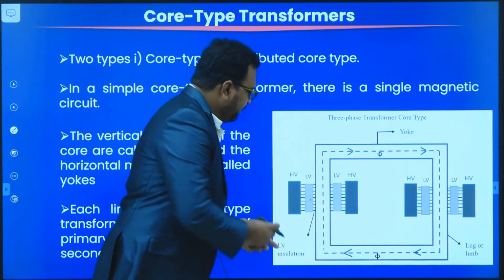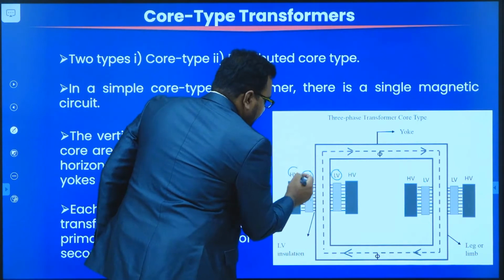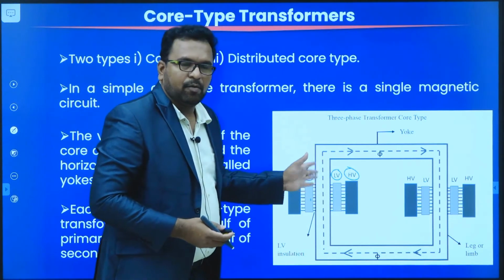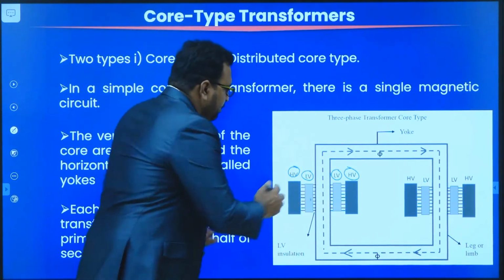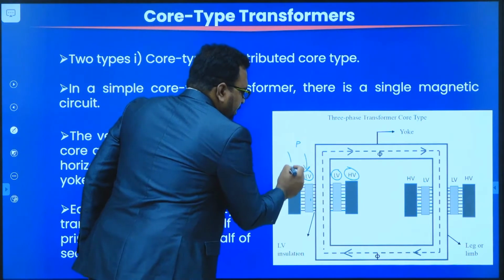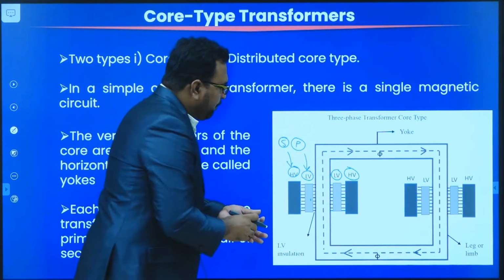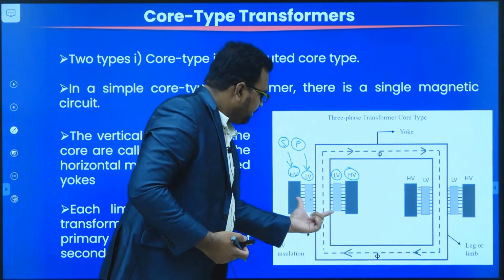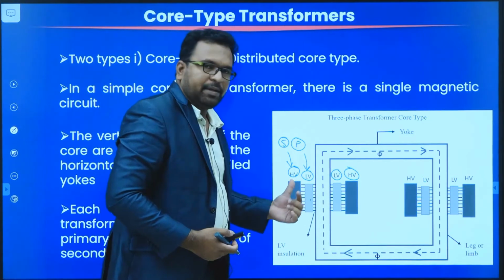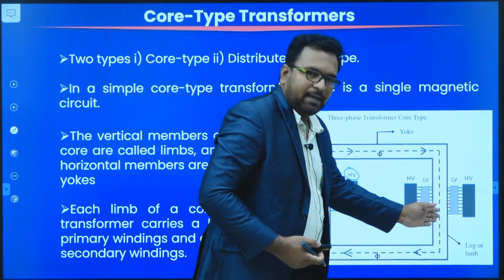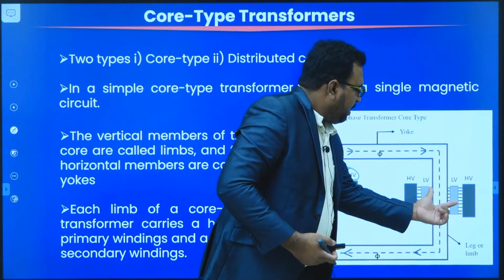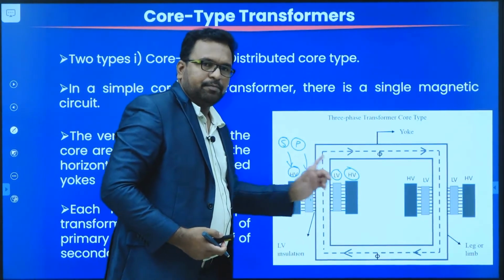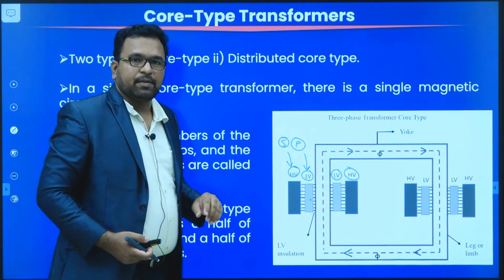So half of the winding, this LV winding and HV winding. LV means low voltage, HV means high voltage. I will discuss the voltage levels later. For example, here I am going to consider LV as primary and HV as secondary. Half of the primary winding is connected to the first limb and half of the secondary winding is connected around the primary winding. Similarly, in the second limb or second leg, half of the primary winding is connected and around that another half is connected. If you observe here, the winding is around the core. That's why we call it a core type transformer.